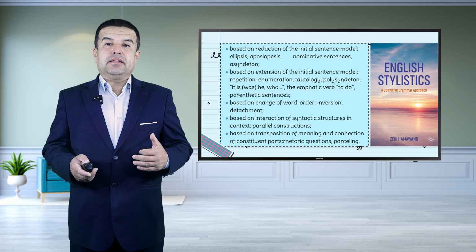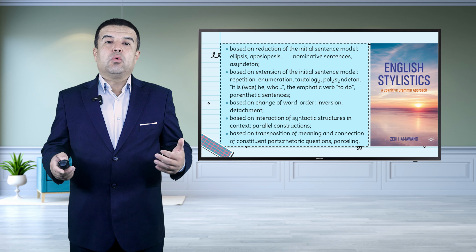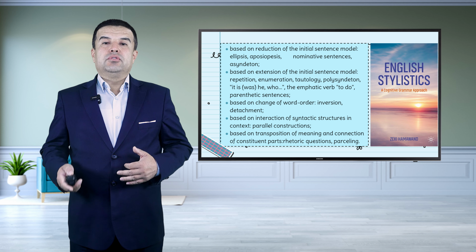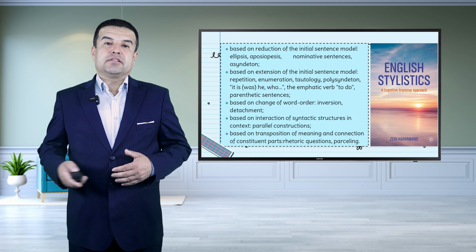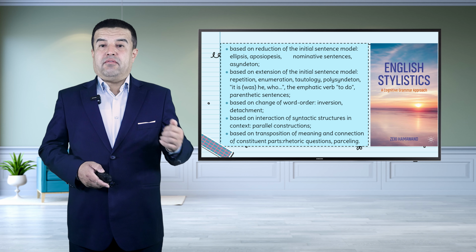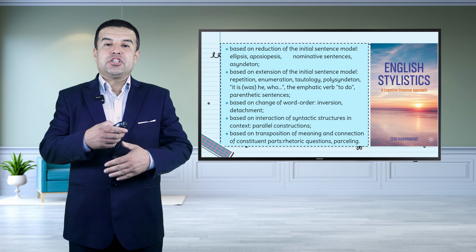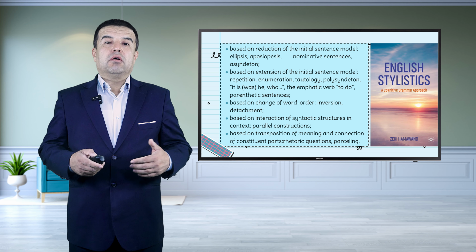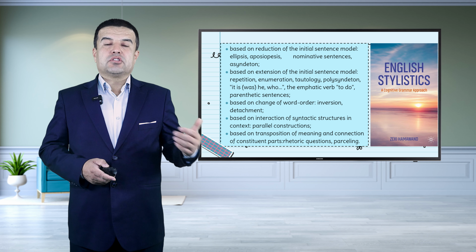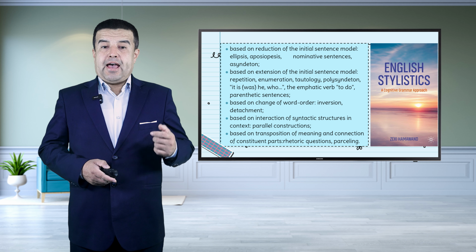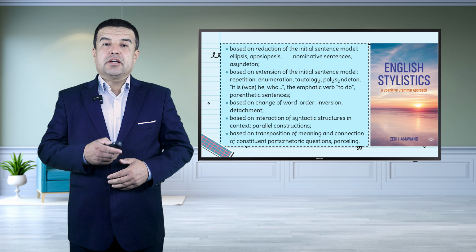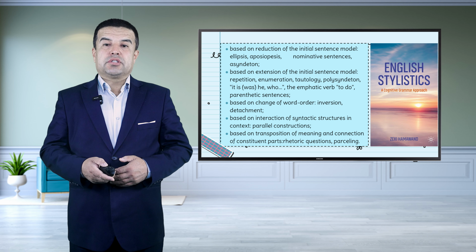For example, "It is he, it was he, who..." This is the emphatic verb "to do" in a parenthetical sentence. It is also based on change of word order, for example, inversion, detachment. And it is also based on interaction of syntactical structures in context, parallel constructions, for example. And the last one is based on transposition of meaning and connection, such as parenthetical questions or parcelling.